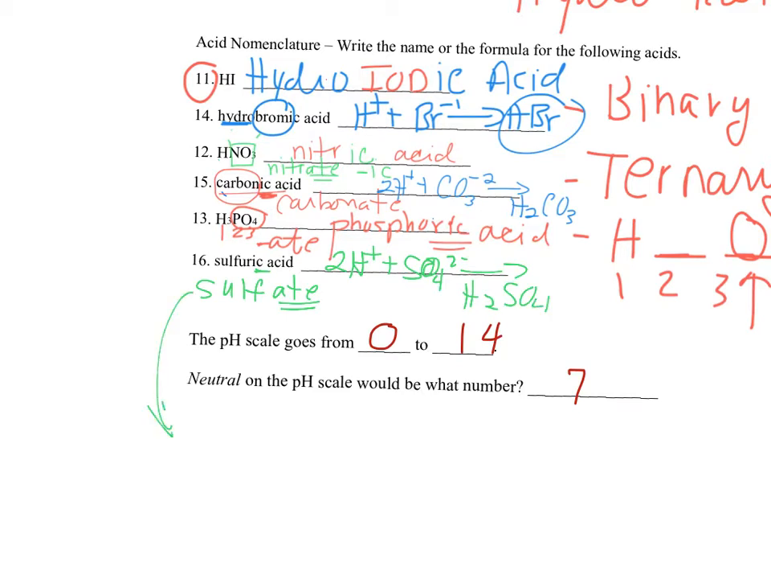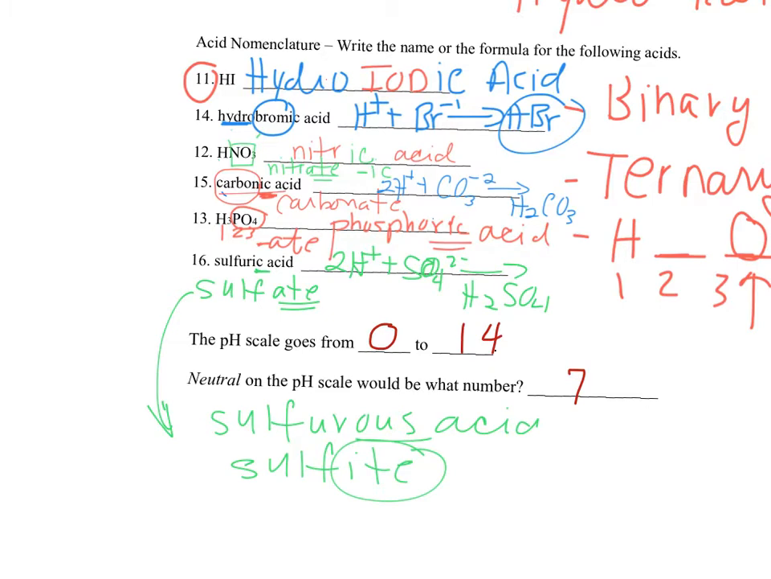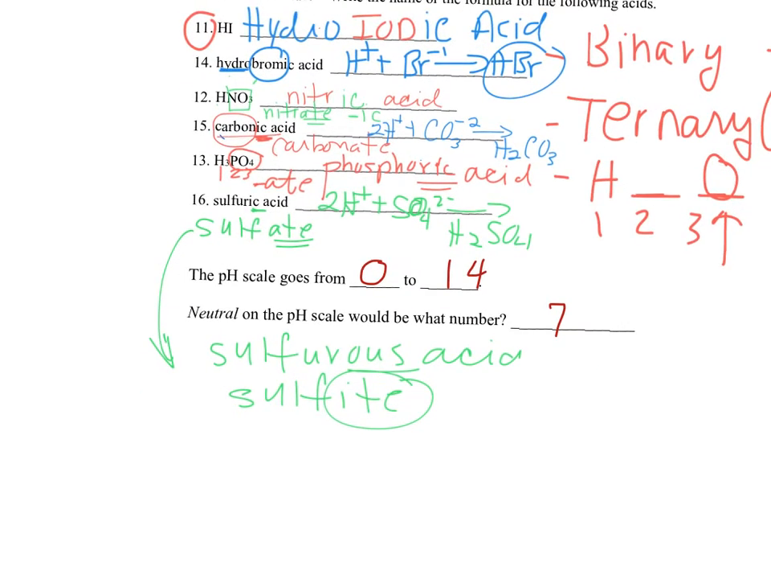One more example. If it was sulfurous acid, we would be looking for the polyatomic ion that ends in ite, sulfite, and that is SO3 2 negative. Adding the 2 hydrogens, we get H2SO3.